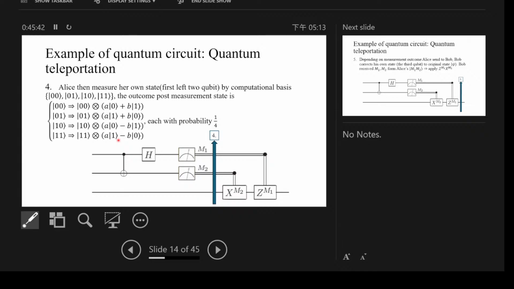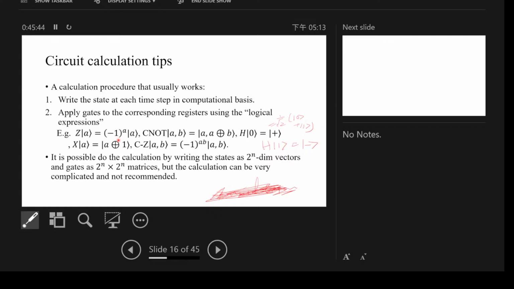Okay, so this is a general procedure, and why I like to describe this procedure is because it's compared to another procedure that you might think is more intuitive. That is, if you have n qubits, you just write down your state as a 2 to the n dimensional vector, and every gate as a 2 to the n by 2 to the n dimensional matrix. Technically you can do this.